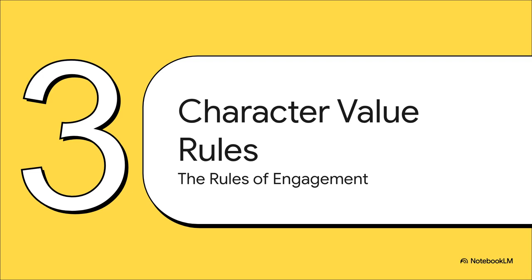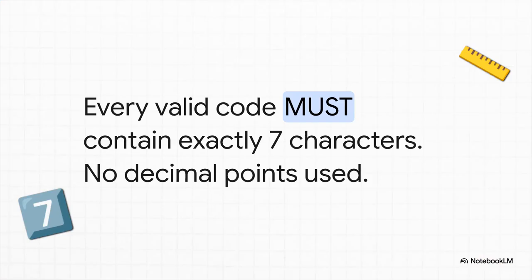All right, Section 3, Character Value Rules, the rules of engagement. Let's look at the guardrails here. The absolute, non-negotiable, foundational rule is this. Every single valid code you construct must contain exactly 7 characters. No more, no less. If you've only got 6 characters, nope, totally invalid code. Oh, and you'll notice there are absolutely no decimal points used in PCS. None. Just 7 distinct alphanumeric characters right in a row.